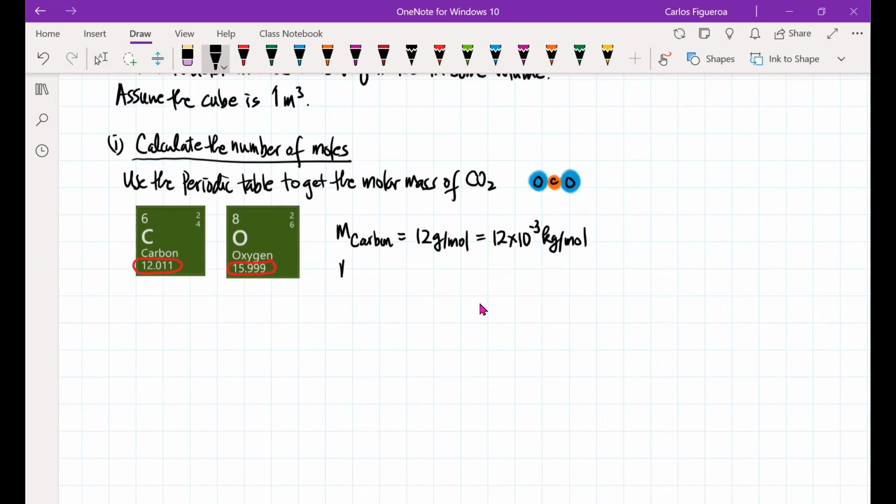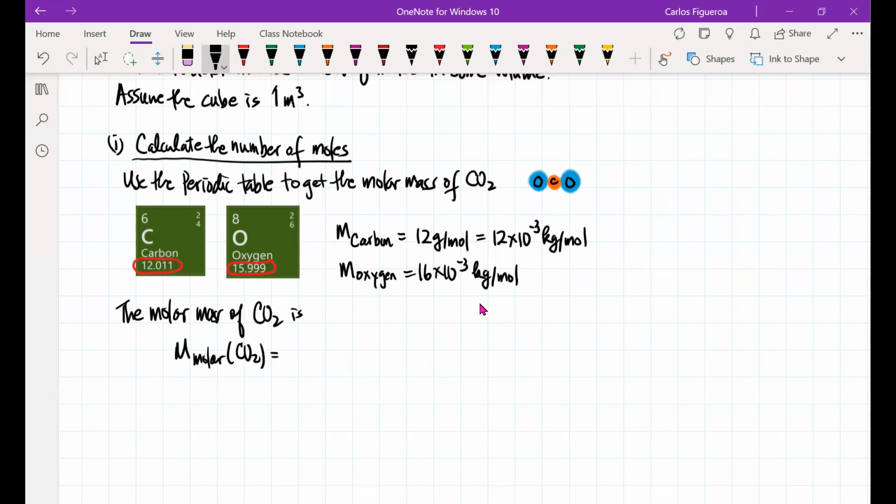And as we saw before for oxygen, this was 16 times 10 to the minus 3 kilograms per mole. So with these masses, I could now calculate the molar mass. So the molar mass of CO2 is then going to be this. So then I have the molar mass.